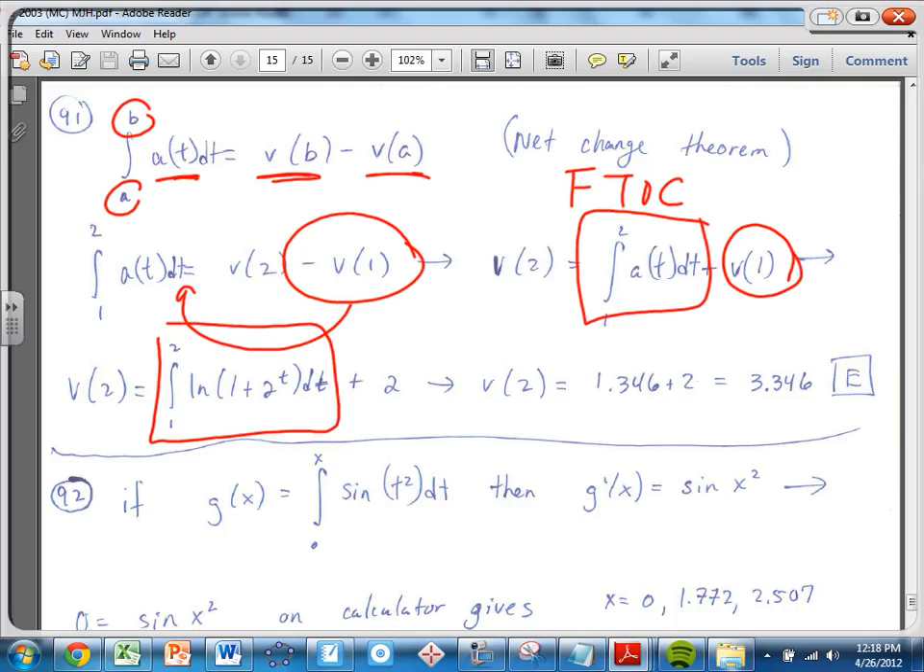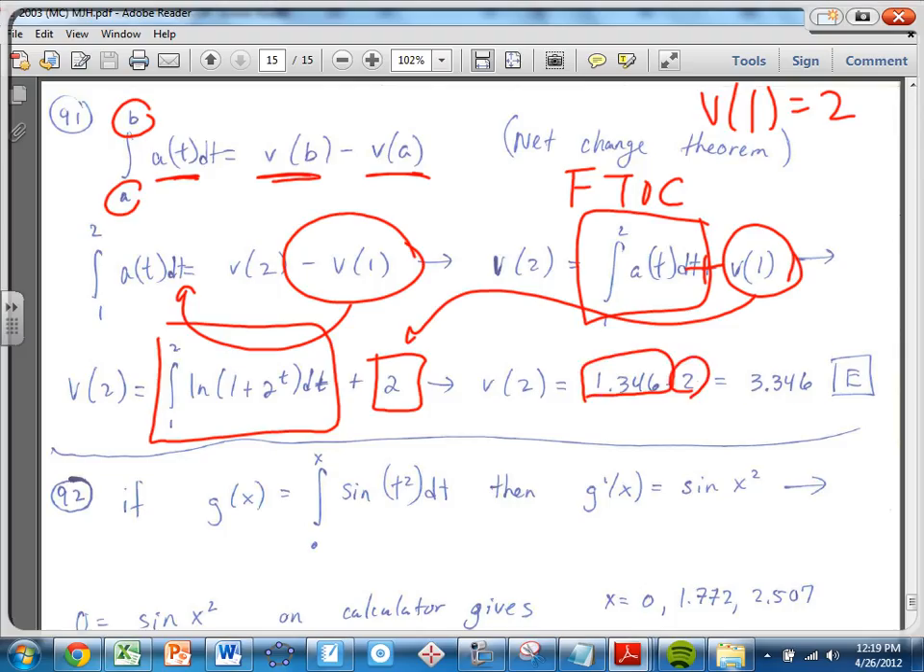But what's v of 1? It was given as 2. Look at the problem. It says the velocity is 2 when t equals 1. Thus, v of 1 is equal to 2, really. So I replace the v of 1 with the 2. We're solving for v of 2, so get rid of the negative by adding. That's why there's a plus sign here. Again, we're adding because we moved the v of 1 over. Now, at this point, you integrate. That's what you get from the integral. Add 2 to it. There's your answer.